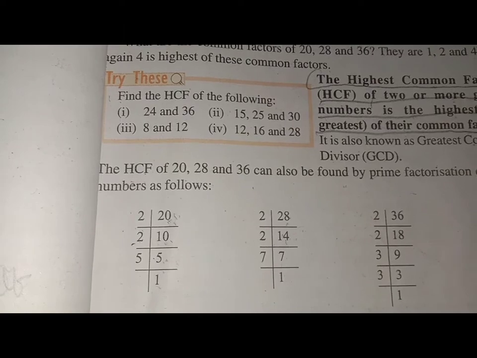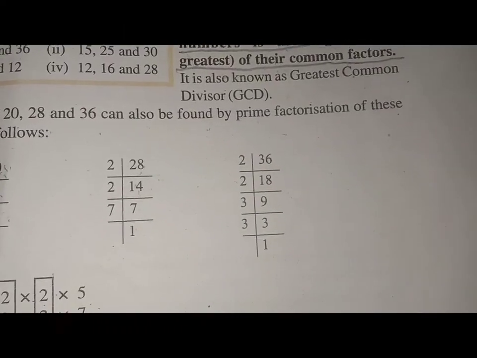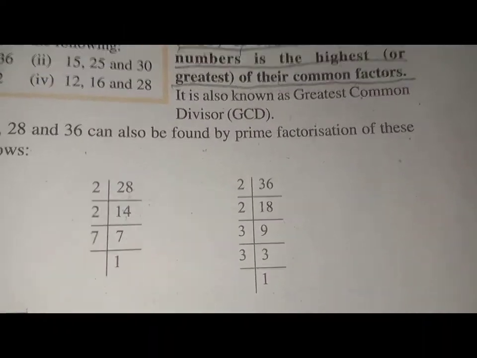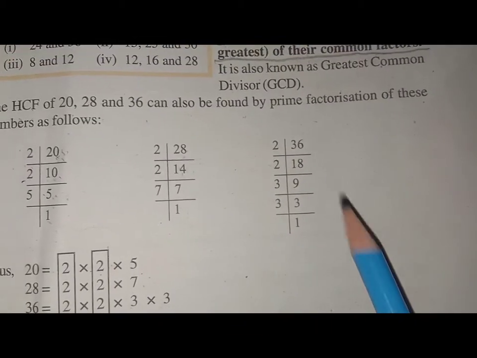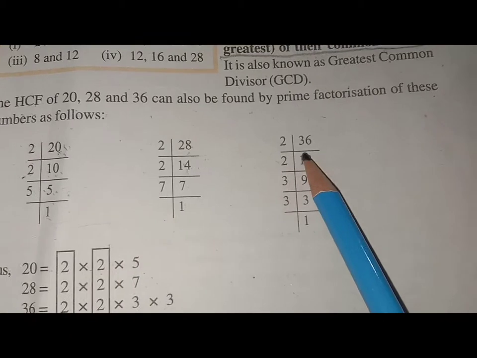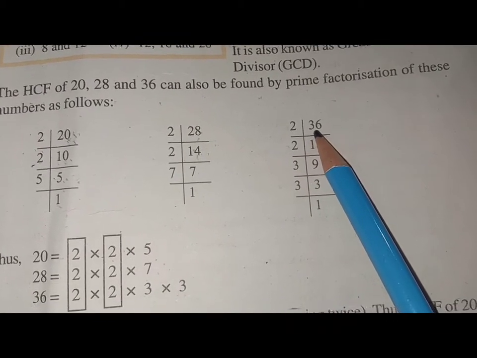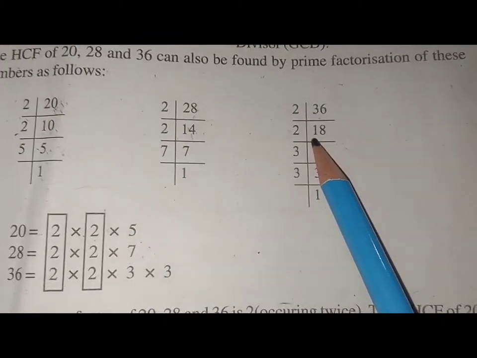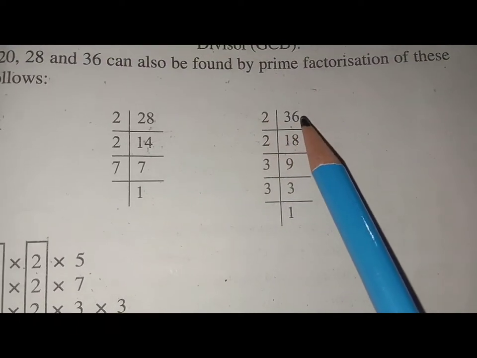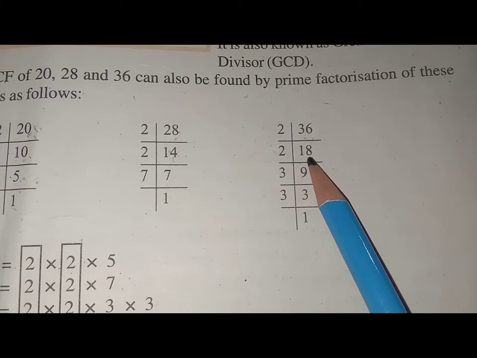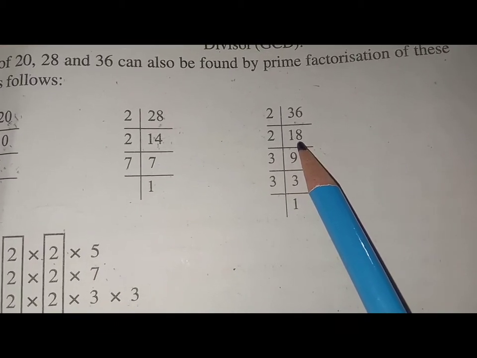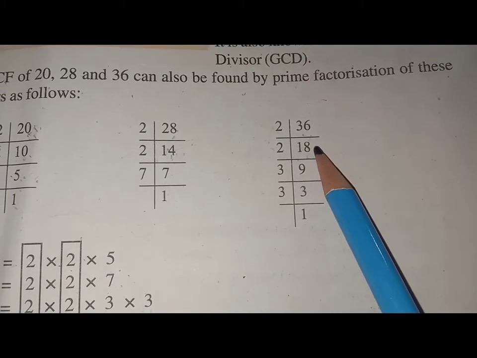Okay. And now the third number is 36. Again here 6 is coming. So what is the half of 36? It is 18. So 18 2s are 36. Again 18. 8 is an even number, so it is divisible by 2. So 9 2s are 18.